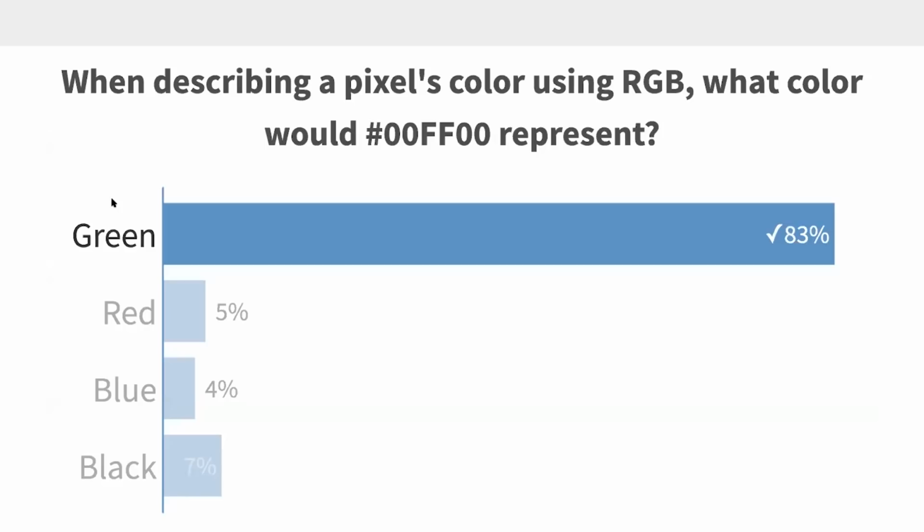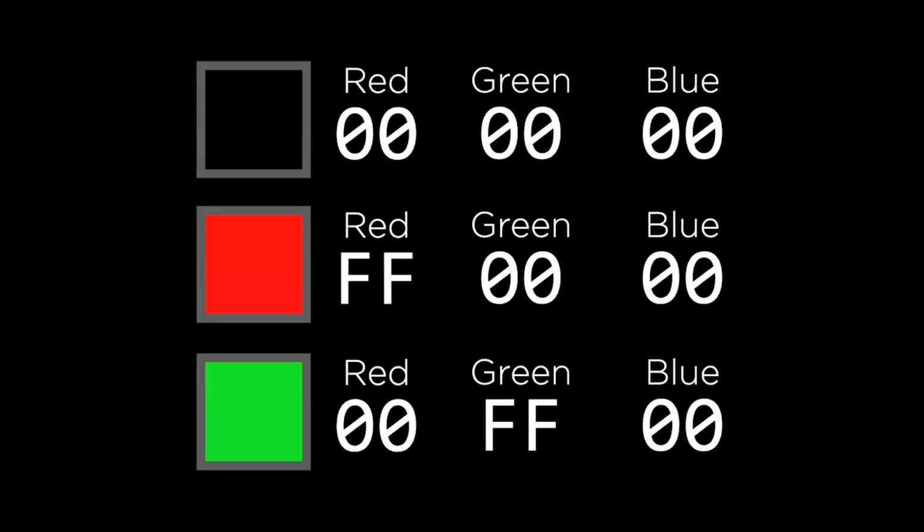Connor, could you explain? Yeah, of course. As you can see in this diagram here, that six-digit string is actually split up into 3 sets of 2 digits each. And each of those sets can range from 00 to FF. They're both written in hexadecimal, where 0 is the smallest and FF is the largest.